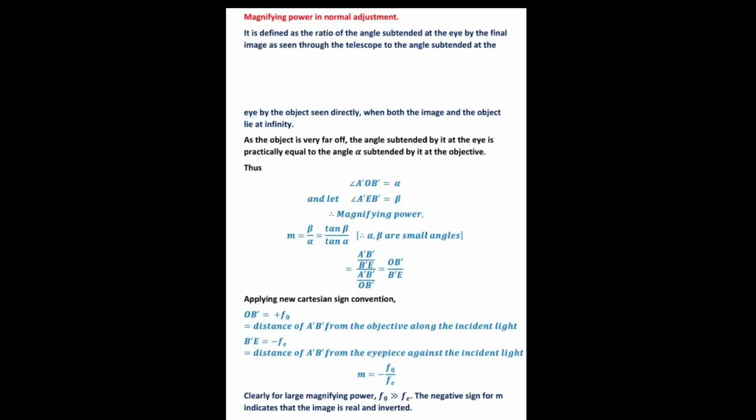Then we check from the diagram, apply the sign conventions, and we find that O B dash is equal to plus f_o and B dash E is equal to minus f_e. Clearly this has a large magnification, as f_o is much greater than f_e. But in the magnification there is a negative sign. So just remember, whenever there is a negative sign, it indicates that the image is real and inverted.